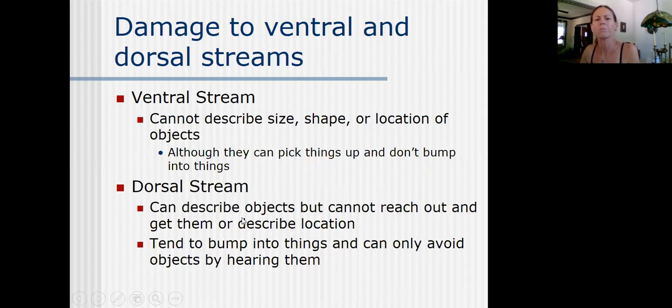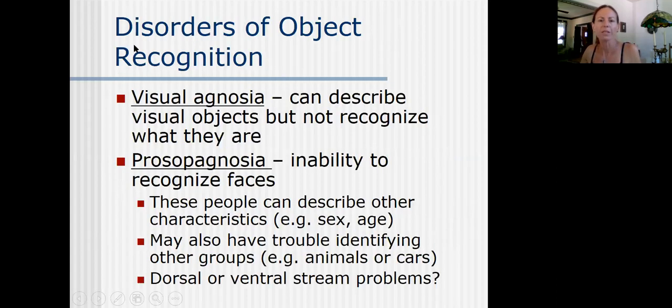With the dorsal stream damage, they can describe the objects, but they can't reach out and get them. And they also can't describe the location of the object. They tend to bump into things, and they only avoid objects by hearing them. So they can't use vision to know where an object is if they have that damage in the parietal lobe there. Okay, we have a couple of problems here that I just want to put a name to.